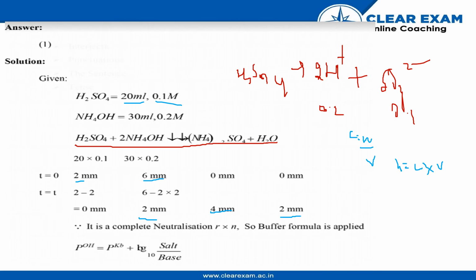So basically it is a buffer solution and it is a complete neutralization process, and the formula for this will be pOH equals pKb plus log base 10 of salt over base. The pKb is given in the question, which is 4.7, plus log, and the salt in this solution is NH4+, which is 4, and the base is NH4OH, which is left, only 2. So log of 4 by 2 is log 2, and we know the value of log 2.